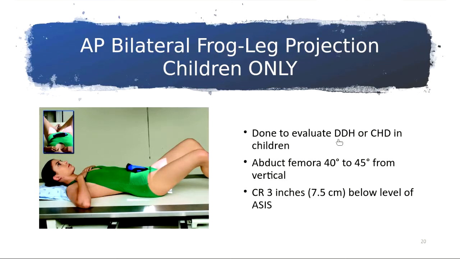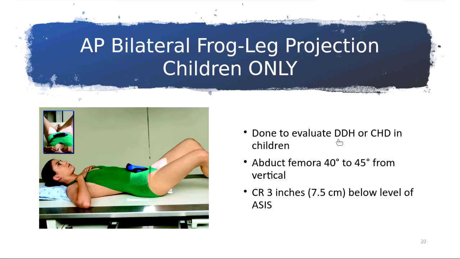The older term that it used to be called was CHD, or congenital hip dislocation. Now, remember, congenital means born with. So a congenital hip dislocation is where the child is born with dislocated hip or hips. And a lot of times they'll actually have to do follow-up studies on that child where they do these bilateral frog leg.